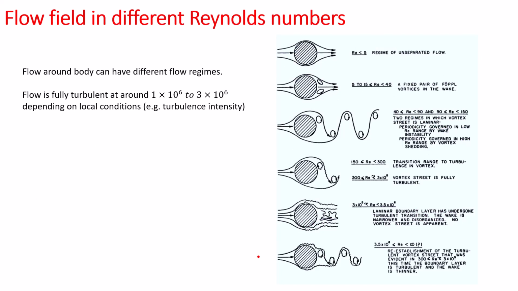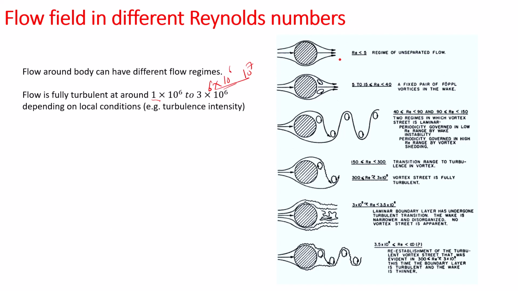Okay, so this is some work done by some scientists, and this will give you an idea that for the circular cylinder we can have different flow regimes based on Reynolds number. And the flow is fully turbulent when the Reynolds number is from 10 power 6, 1 million to 3 million. And above this value, like 6 into 10 power 6 or 10 power 7, the flow is 100% turbulent.